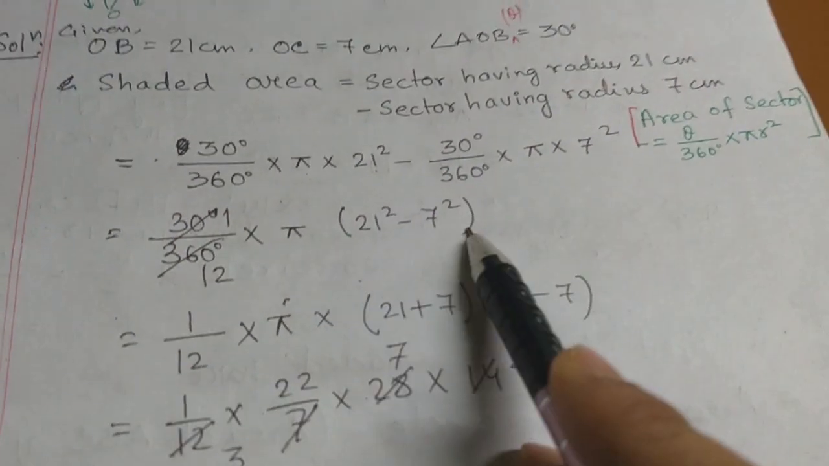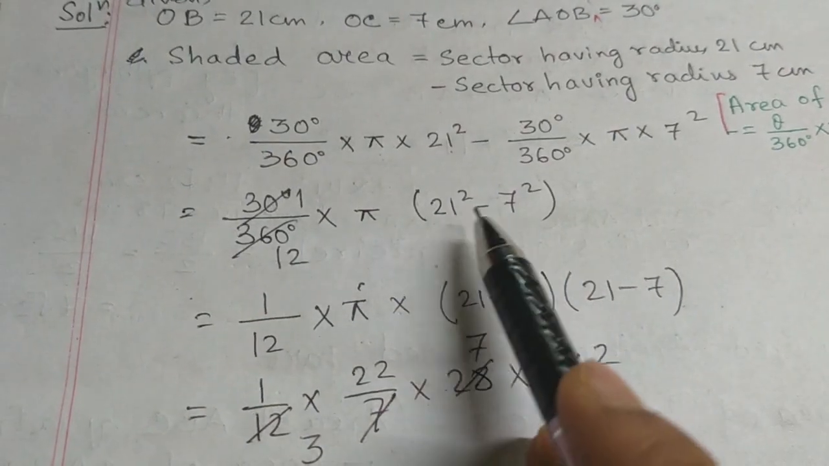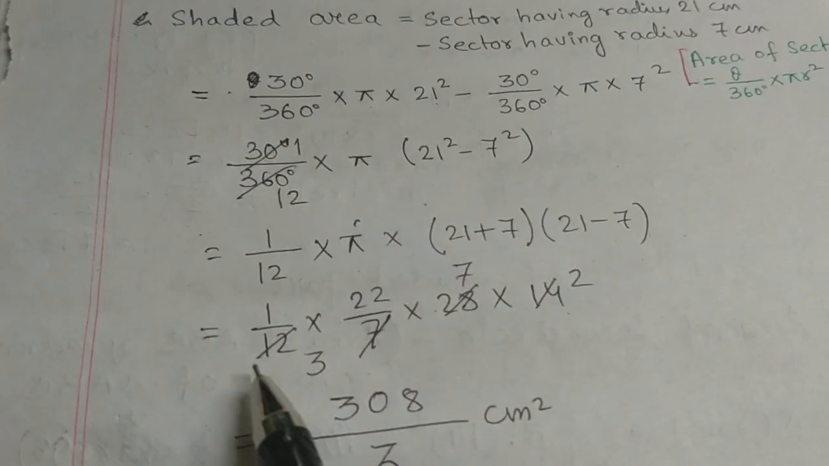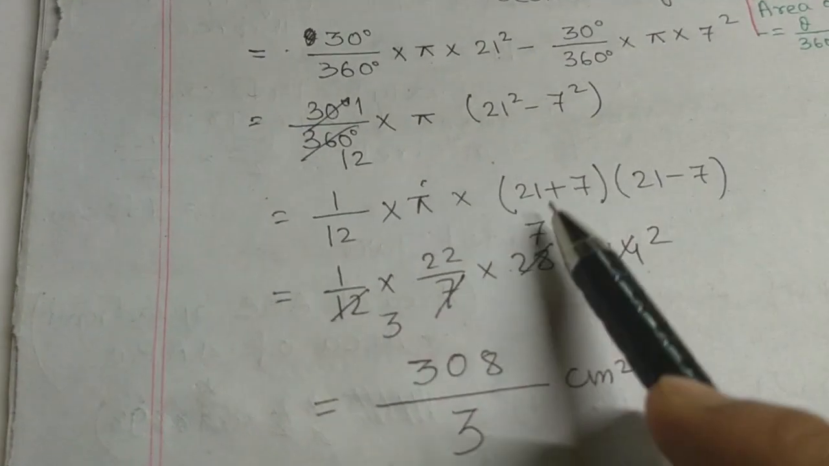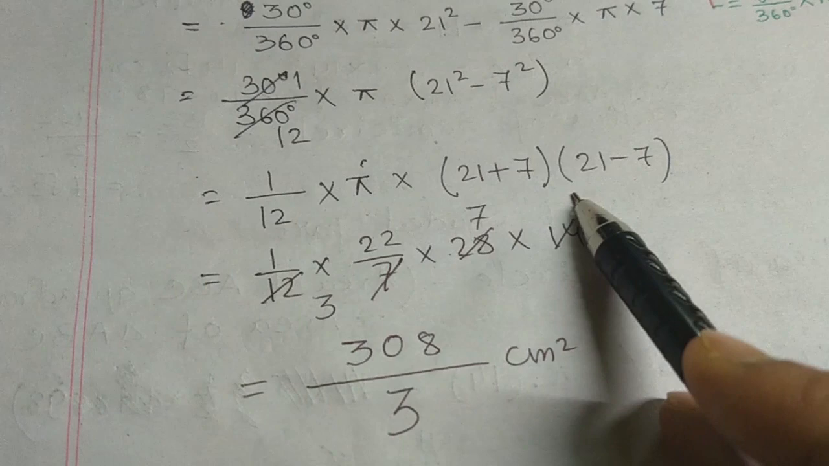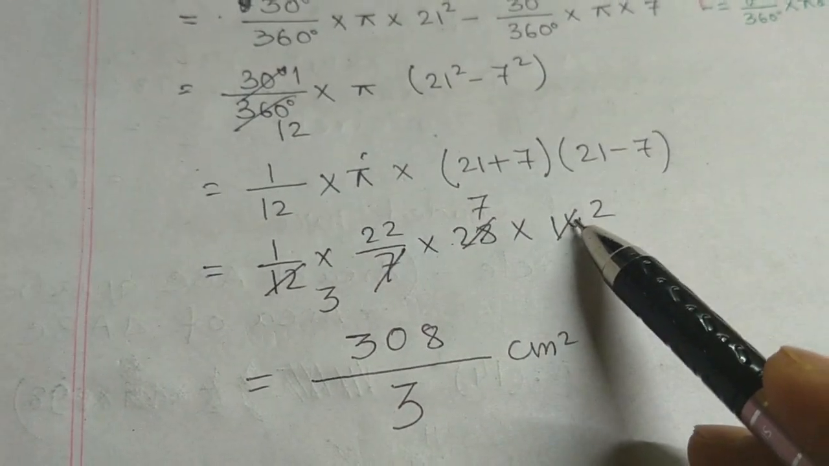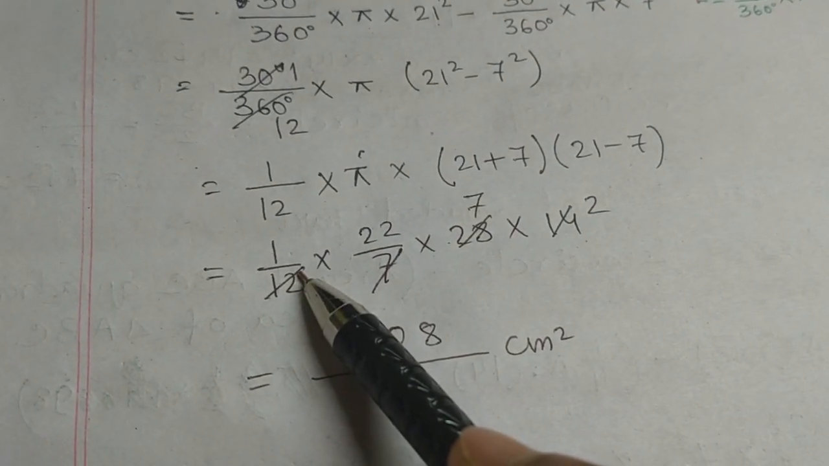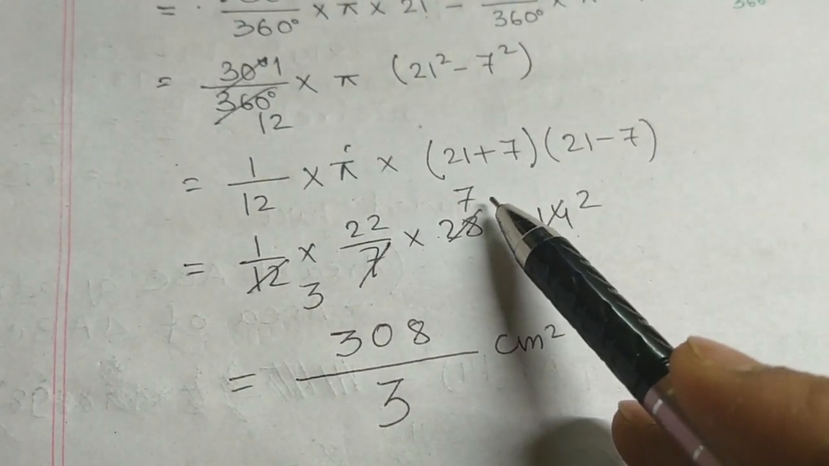Now you know this, what formula will we use here? We will use the a square minus b square formula, so 21 plus 7 into 21 minus 7. Next line, the pi value is not given, that means we are putting 22 by 7. Then 21 plus 7 is 28, 21 minus 7 is 14. So if you cancel 7 it will be 2, and this cancels with the 12, it will be 3. 4 into 3 is 12, 4 into 7 is 28.